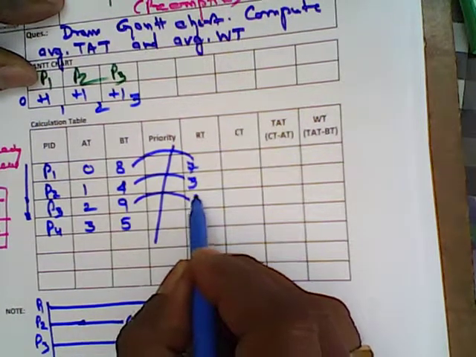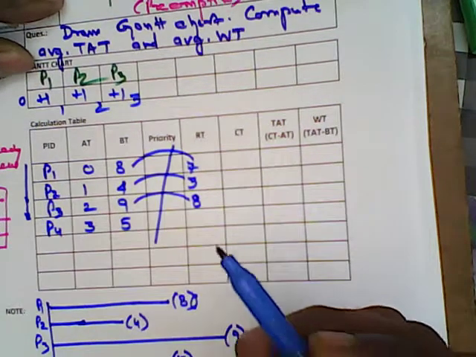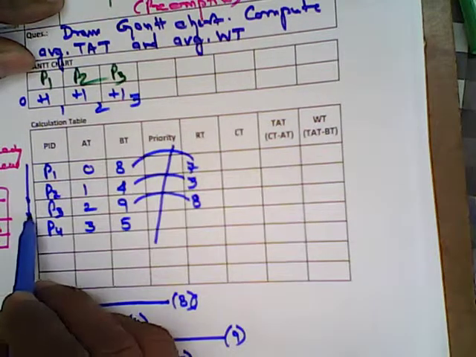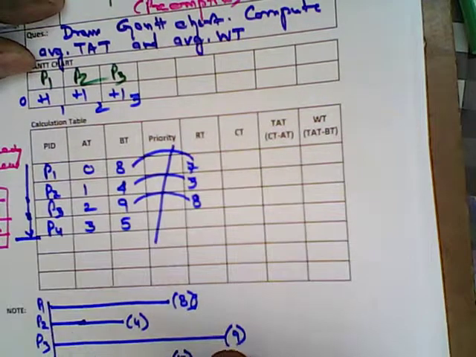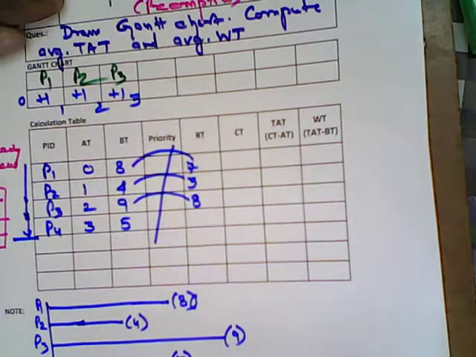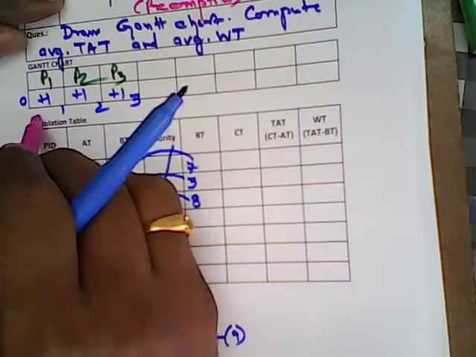Now at 3 you see the whole 4 processes have arrived. So this particular segment is called the ready queue, RQ.